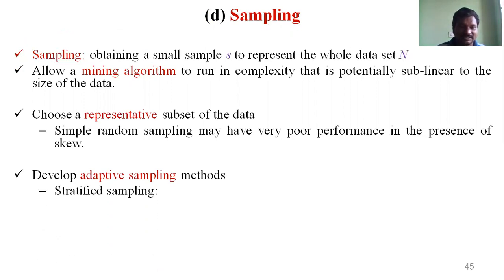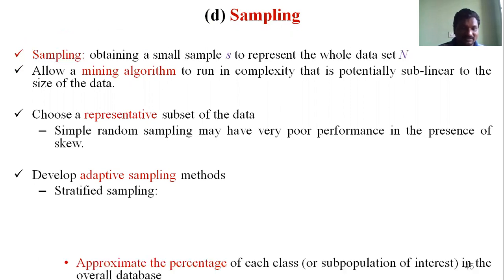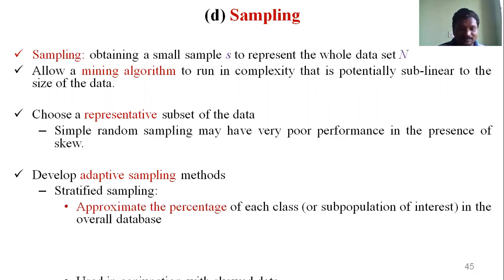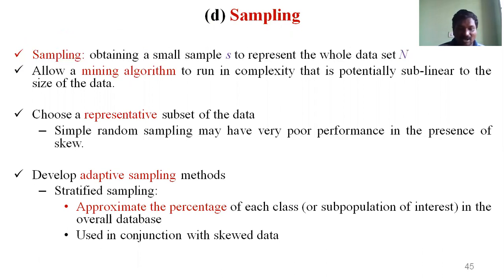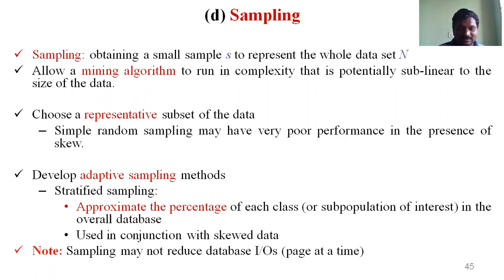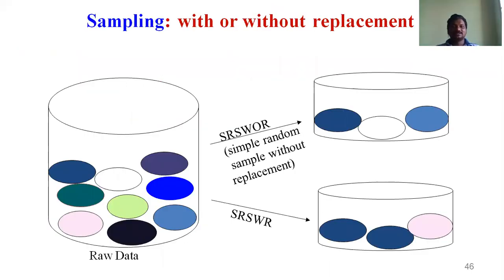One is the stratified sampling method. In stratified sampling, you take an approximate percentage of each class, and use it in conjunction with skewed data. Here some sampling may not reduce the database input output, that means page at a time. Here is some simple representation of the sampling.